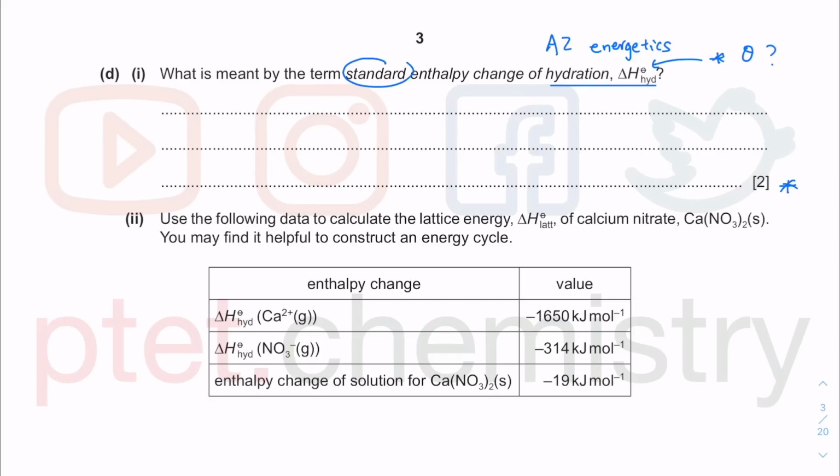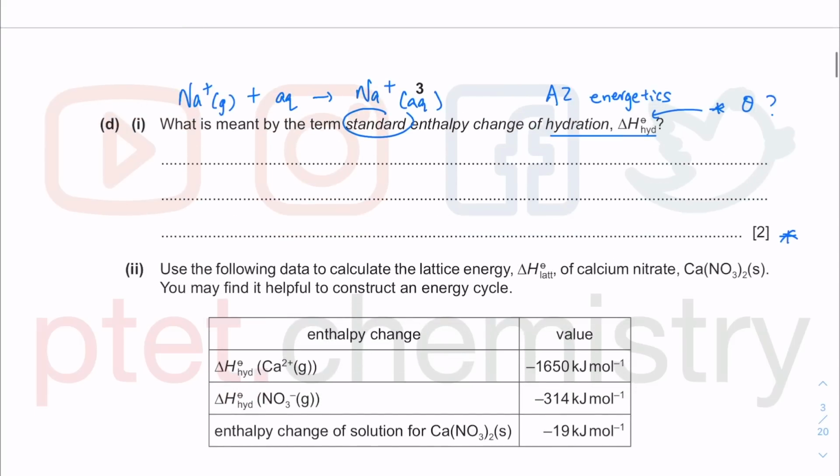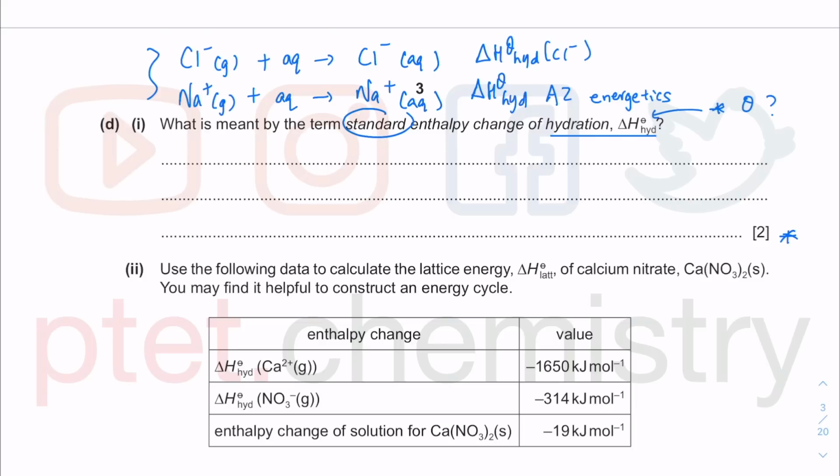So what do we know about hydration? Hydration is basically things like Na plus gas plus a large amount of water, and then you get Na plus aqueous. But it doesn't just apply to cations. You can also get hydration of anions, such as Cl minus gas plus water, and you get Cl minus aqueous. These are just the equations I know. These are hydration of your Cl minus. This is hydration of your Na plus cation there.